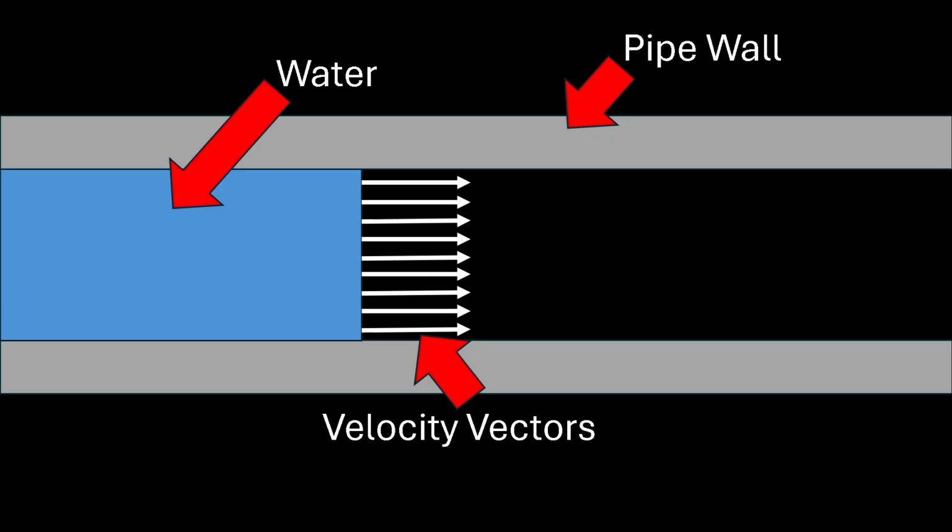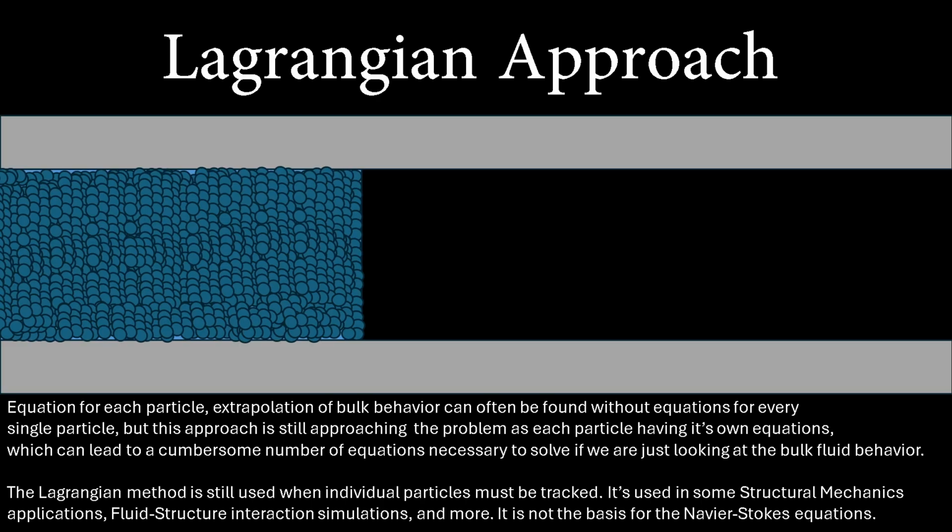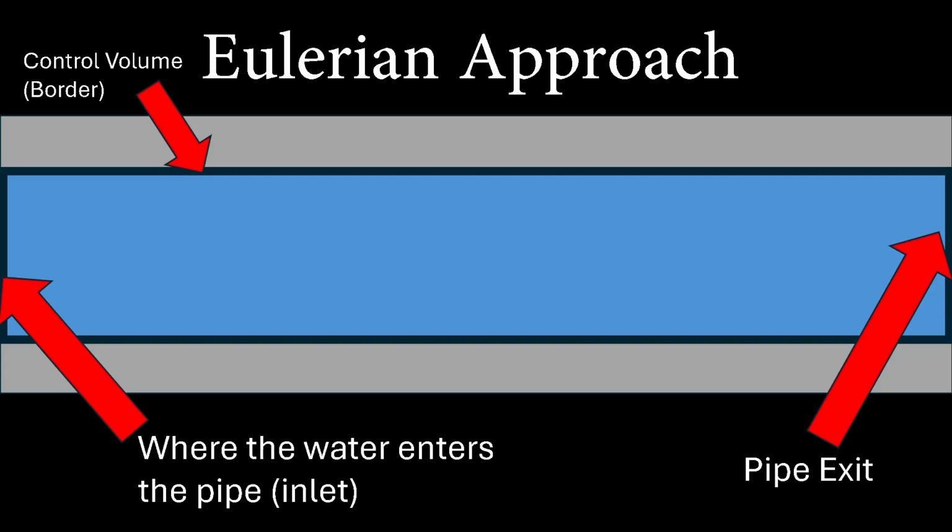Say we had water flowing through a pipe, and we wanted to know the velocity at which water exited the pipe. In the Lagrangian approach, we would follow the velocity of each fluid particle, of which there could be billions or more. In the Eulerian method, however, we only need to analyze the average behavior of the fluid at the boundary in space where the fluid enters and exits our chosen control volume.